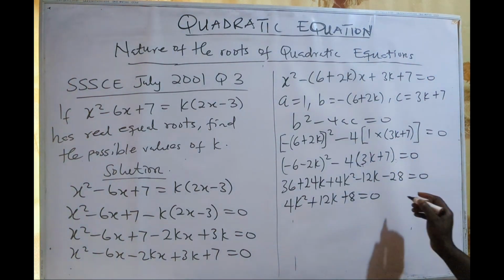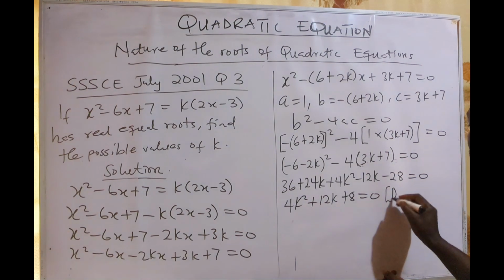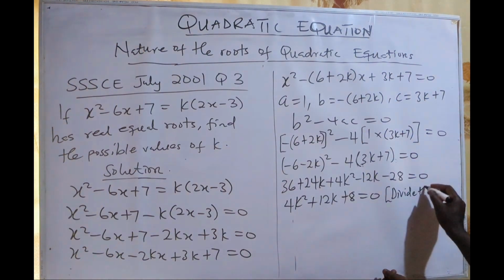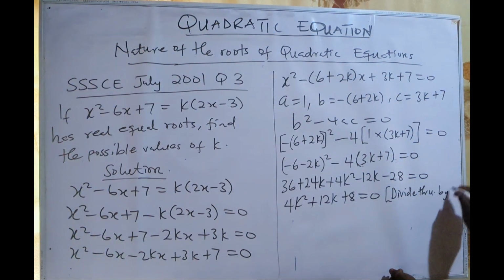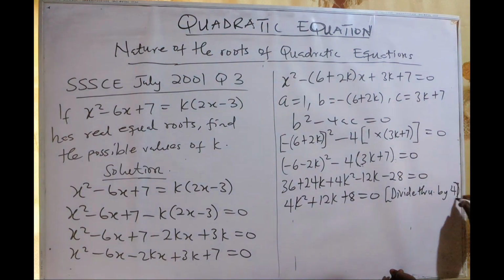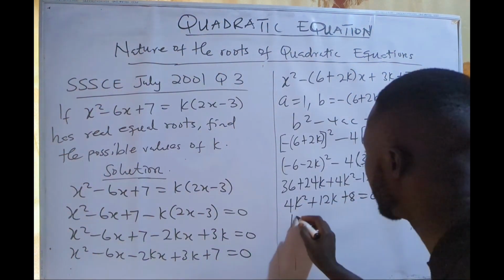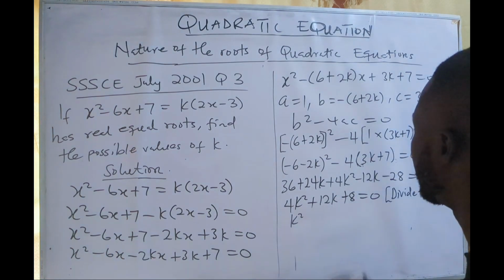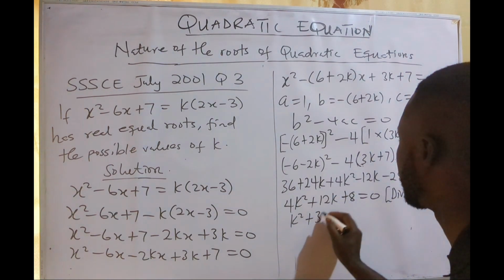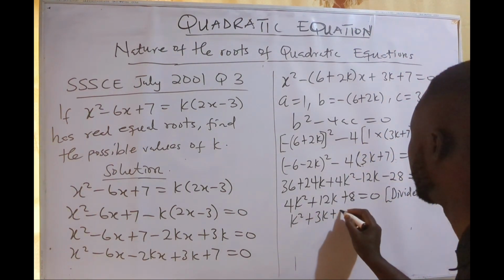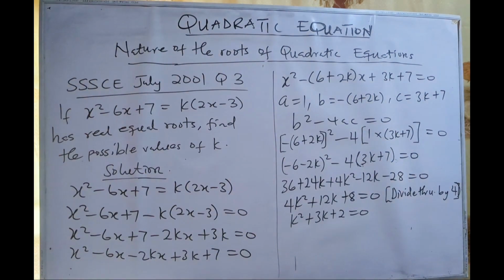Then this one we can reduce it. 4 can be a factor of those, so let me divide through by 4 and see. 4 will go into 4 once, so I have k squared. 4 will go into 12 three times, so 3k. 4 will go into 8 twice, so 2, equal to 0.